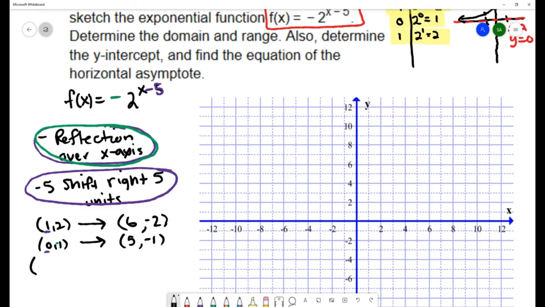Then for the last ordered pair, that was (negative 1, 1/2). Once again, we're going to put a negative on the y, and we're going to add 5 to the x to take care of those 2 transformations. So adding 5 would make this x-coordinate 4, and then we get negative 1/2.